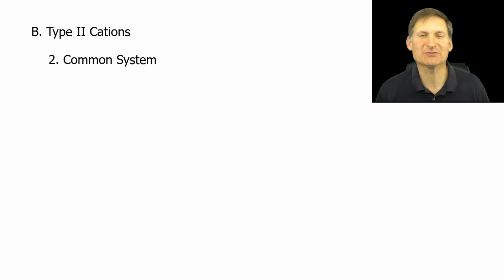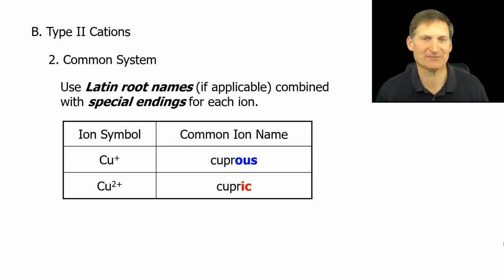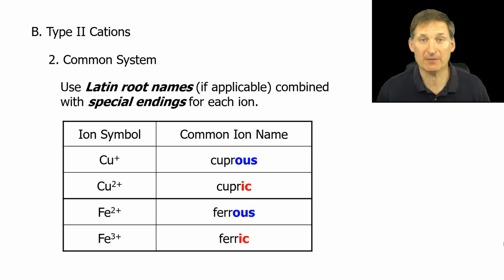The second system is called the common system. This works by using Latin root names and combining that with special endings. For example, the Latin name for copper is cuprum, so copper 1 adopts an OUS ending and becomes cuprous, and copper 2 takes an IC ending to become cupric. The ions of iron exhibit a similar pattern to give ferrous and ferric.